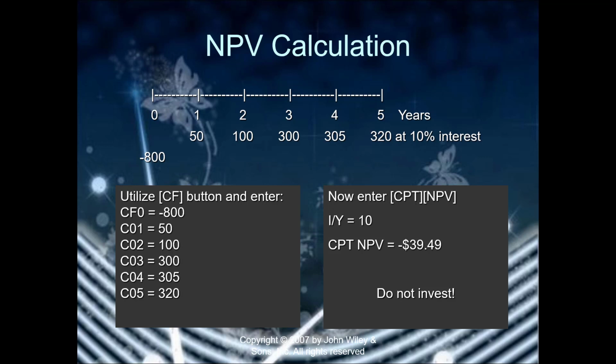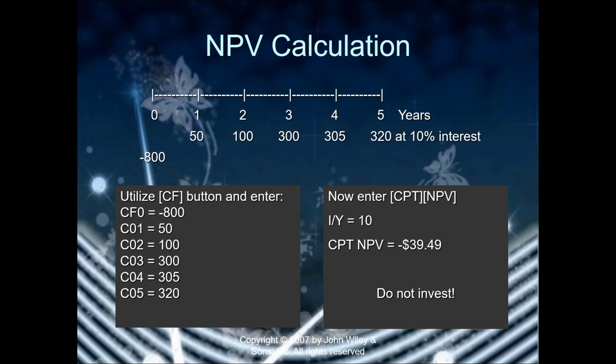Again, these are small numbers, but we're going to say that we're going to invest $800, and this is the cash flow we're going to get in return. We're going to have a 10% interest rate, and what kind of net present value are we going to get? So let's walk through this together.